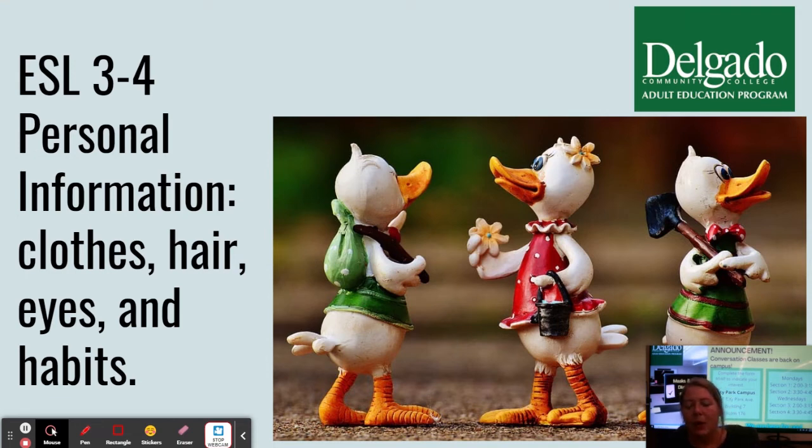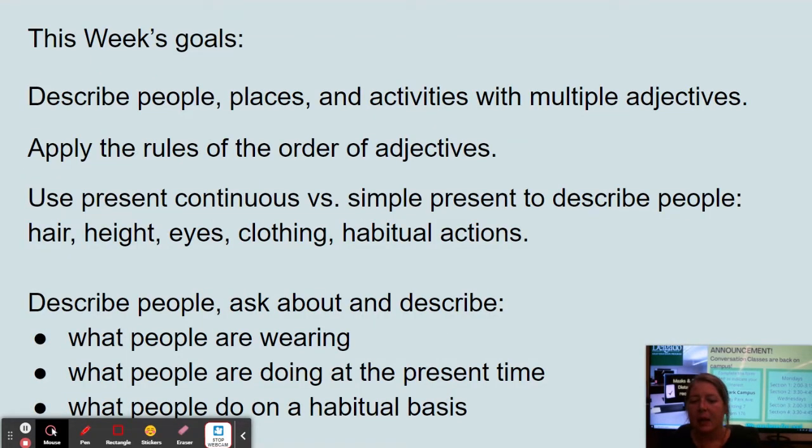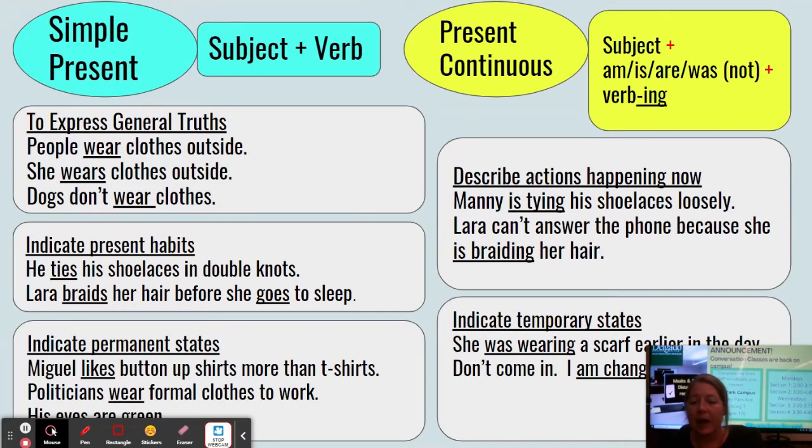Hi everyone, and welcome to ESL Level 3-4 with personal information, clothes, hair, eyes, and habits. This week we will be using a lot of adjectives and we will be talking about people. So we will be using the simple present tense and the present continuous tense. We can use the simple present to express general truths, to indicate present habits, or to indicate permanent states.